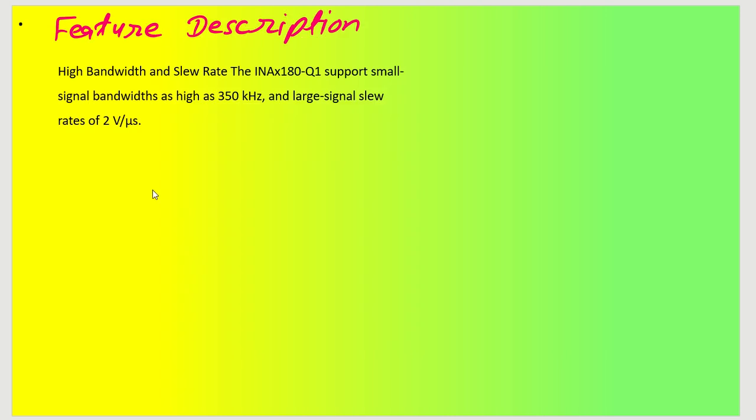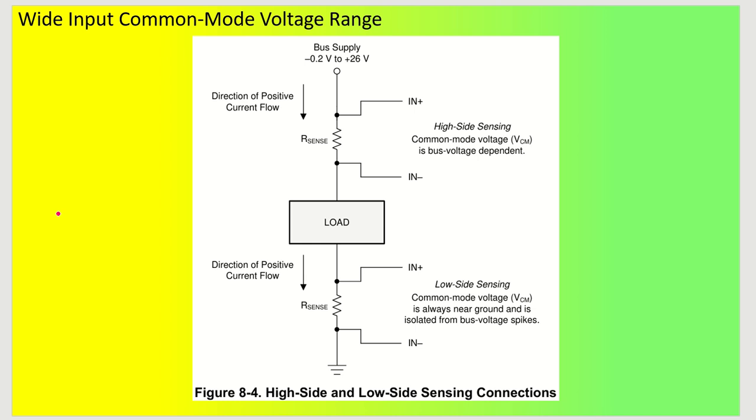let's talk about the feature description. As you can see, we have features like very good high bandwidth, and it has a good slew rate. Okay, and it also supports a small signal bandwidth as high as 350 kilohertz, that I have already told you, and it has a large signal slew rate, which is 2 volt per microsecond. Coming back to the application, let us talk about how we are going to connect this particular current sense amplifier. So we have the inverting input and the non-inverting input. So let us say we are going to connect it on the high side.